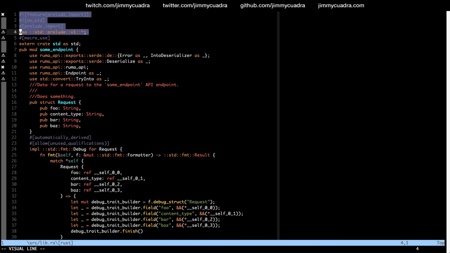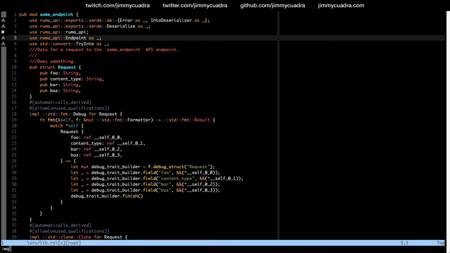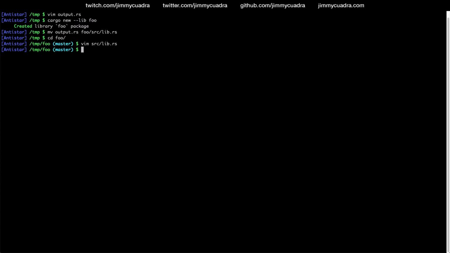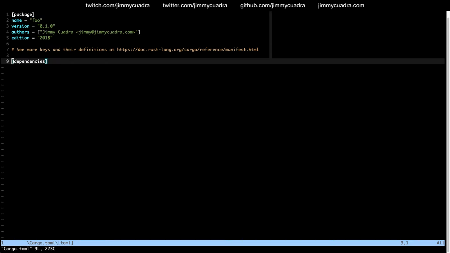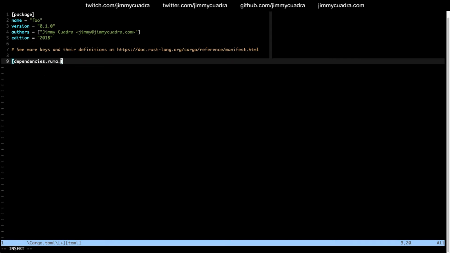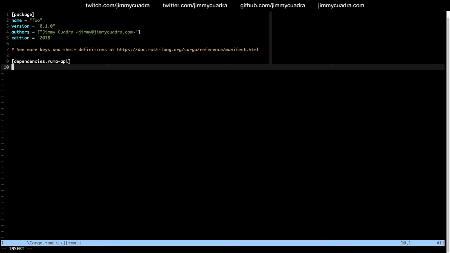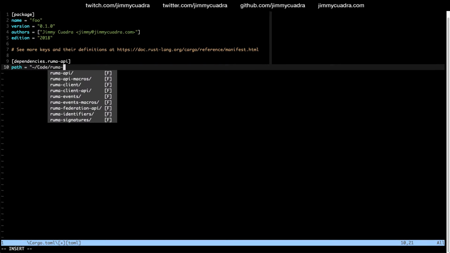I'm probably going to have to remove some of this stuff. Let's get rid of these things, and then let me open up Cargo.toml, and we're going to create a dependency on ruma-api, and this is at a path which is code/ruma-api.